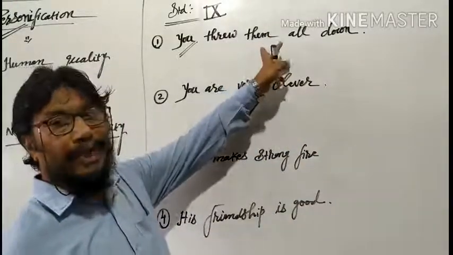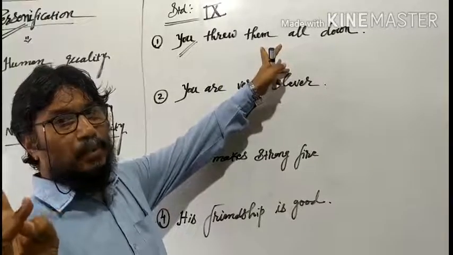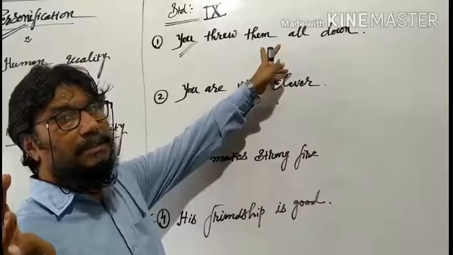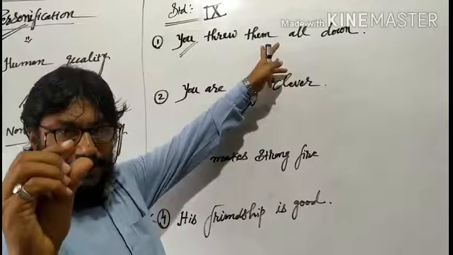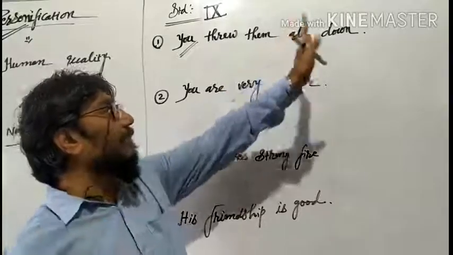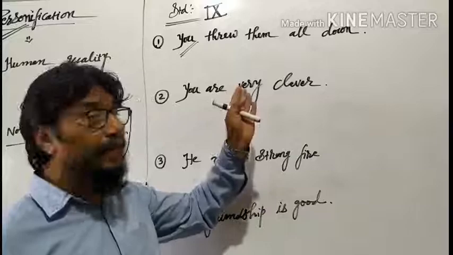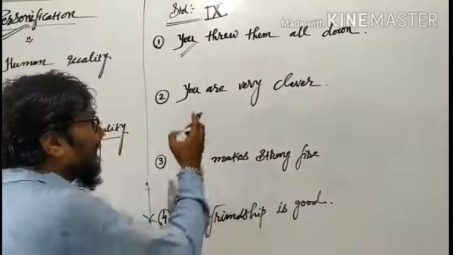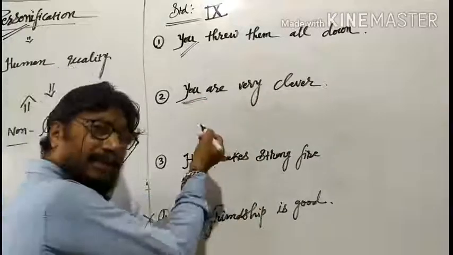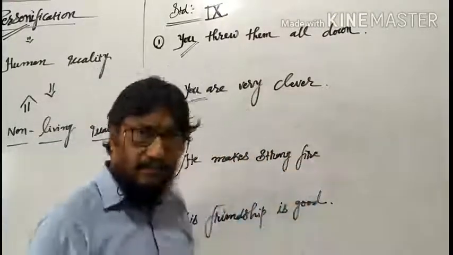Wind threw them. Them means papers, stones, roots. All the small and bigger things, threw them all down. This is the capacity of wind. Next, "you are very clever." How will we see this? We will tell this sentence to our friends.